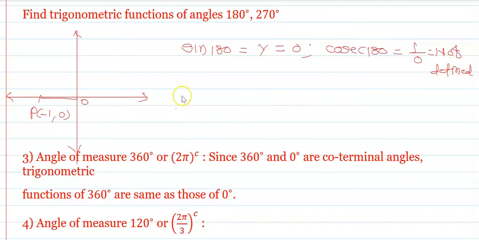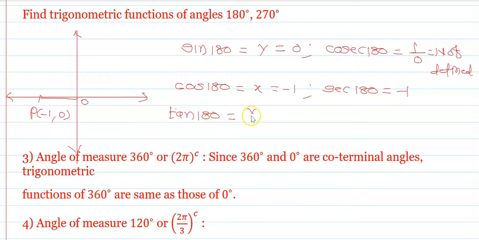Okay, next, cos 180. By the definition, it is equal to x, that is -1. And therefore, cos 180 is -1. Its reciprocal is also -1. Therefore, sec of 180 is equal to minus 1. Next, tan of 180.